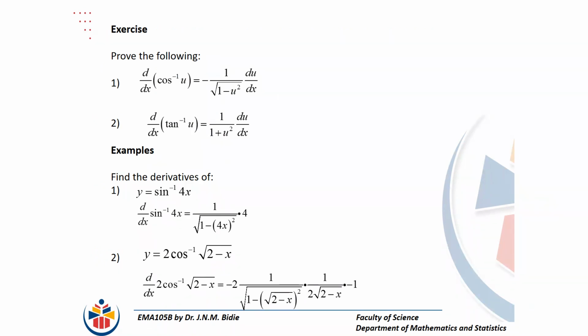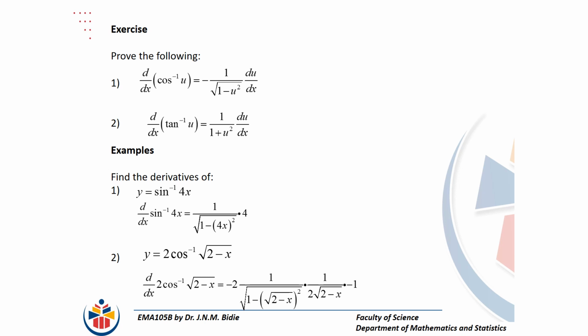Now, as an exercise, we need to prove that the derivative of arc cos u is the negative of 1 over the square root of 1 minus u squared times du over dx. Secondly, prove that the derivative of arctan u is equal to 1 over 1 plus u squared times du over dx. Please do these exercises.